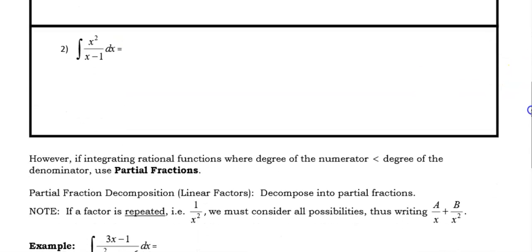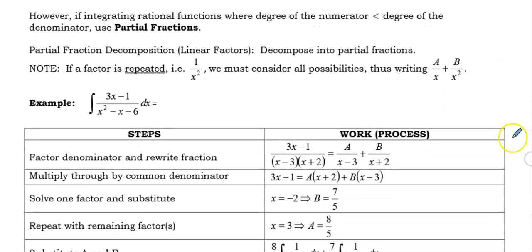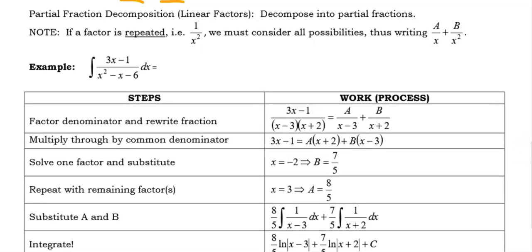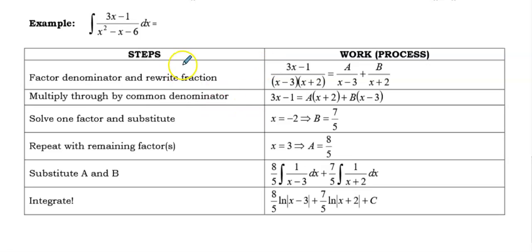But the video we're talking about today is, well, what happens when the degree of your denominator is greater than the degree of your numerator? You will use what we call partial fractions. So I'm going to do an example for you guys in a second. There are two methods that you can use, and this video will be on the very first one that you're going to see right here.